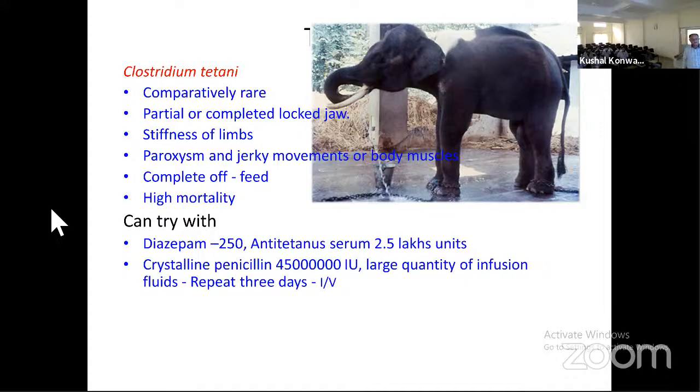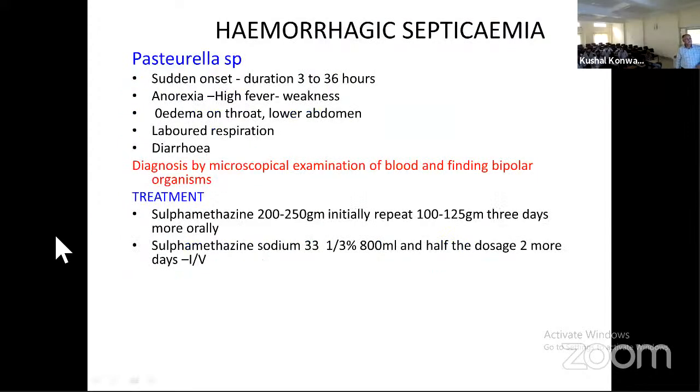Of course, all the cases were very late cases. I could not save a single one. Then HS is also, fortunately, though we got serologically positive cases, but no clinically affected cases here in Assam. But in Odisha, recently we lost 7 to 8 elephants to HS.